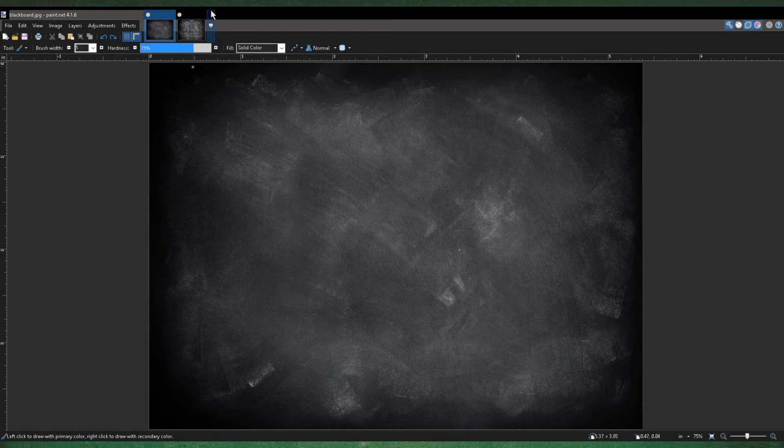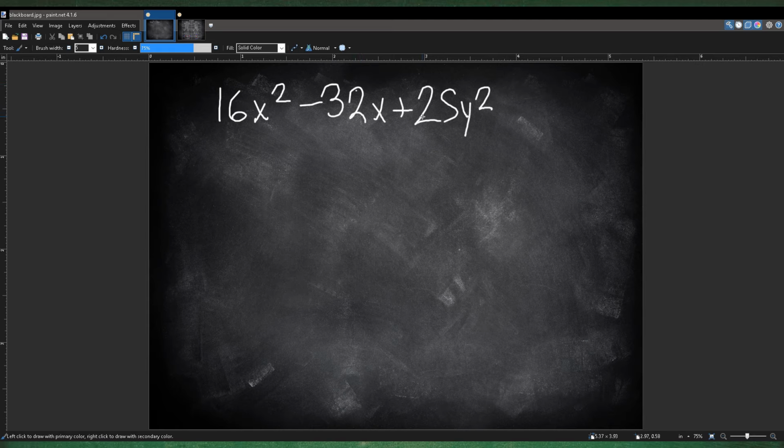So let's look at an example. We have 16x squared minus 32x plus 25y squared minus 100y. Let me move this a bit over.